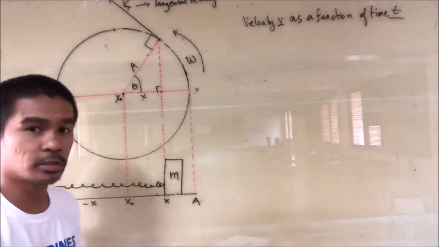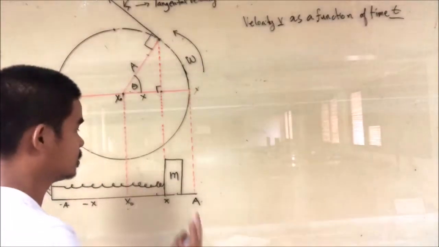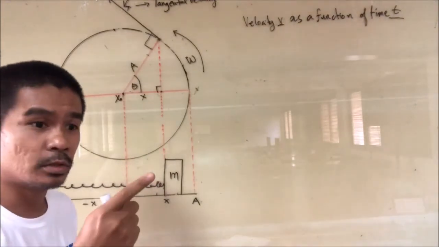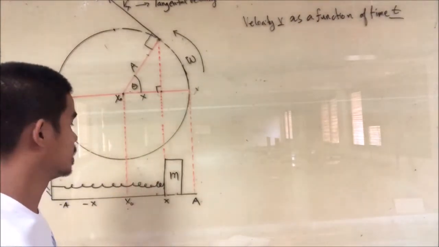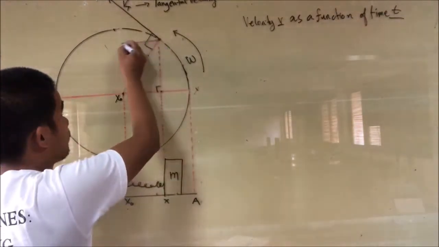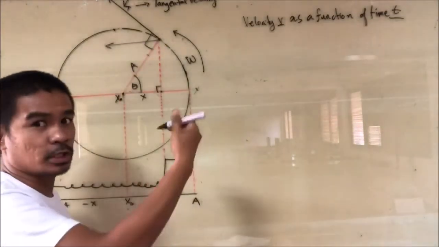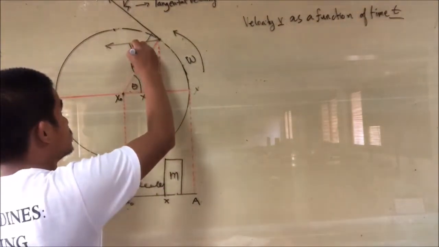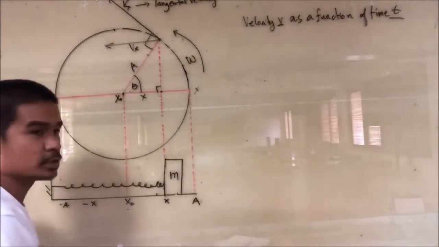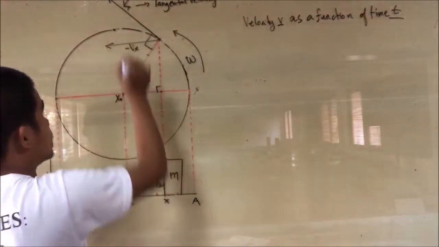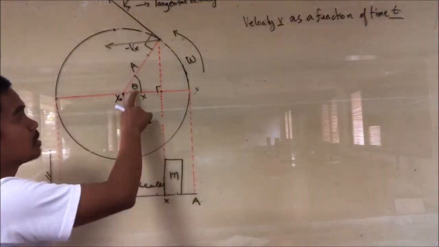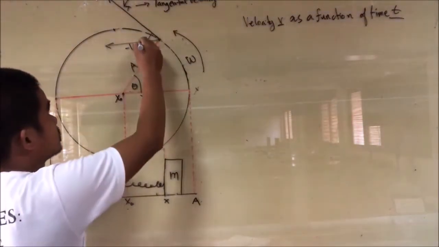Now, the direction of the velocity of this object is always opposite to the direction of its displacement. So if it goes to the positive displacement, then its velocity goes in the negative direction, or always towards the equilibrium position. So this is negative Vx, right? Now, if this is angle theta, then this is also angle theta.